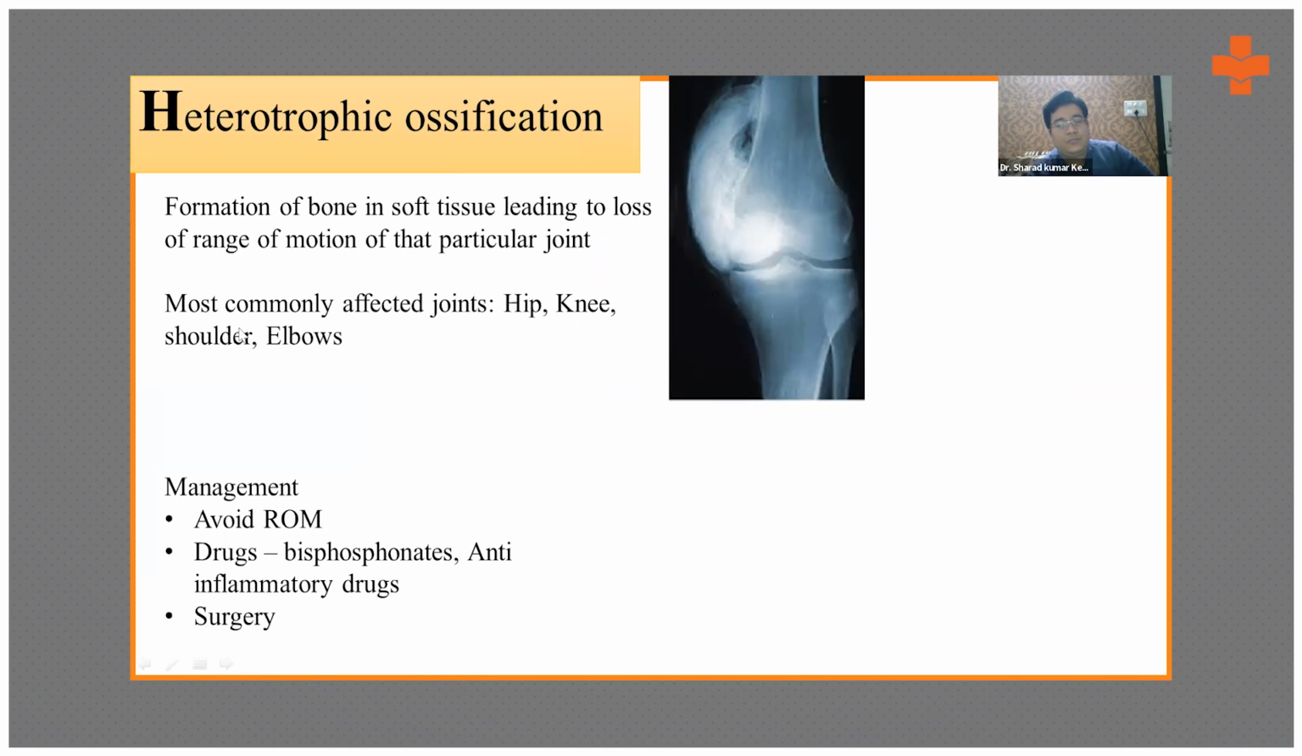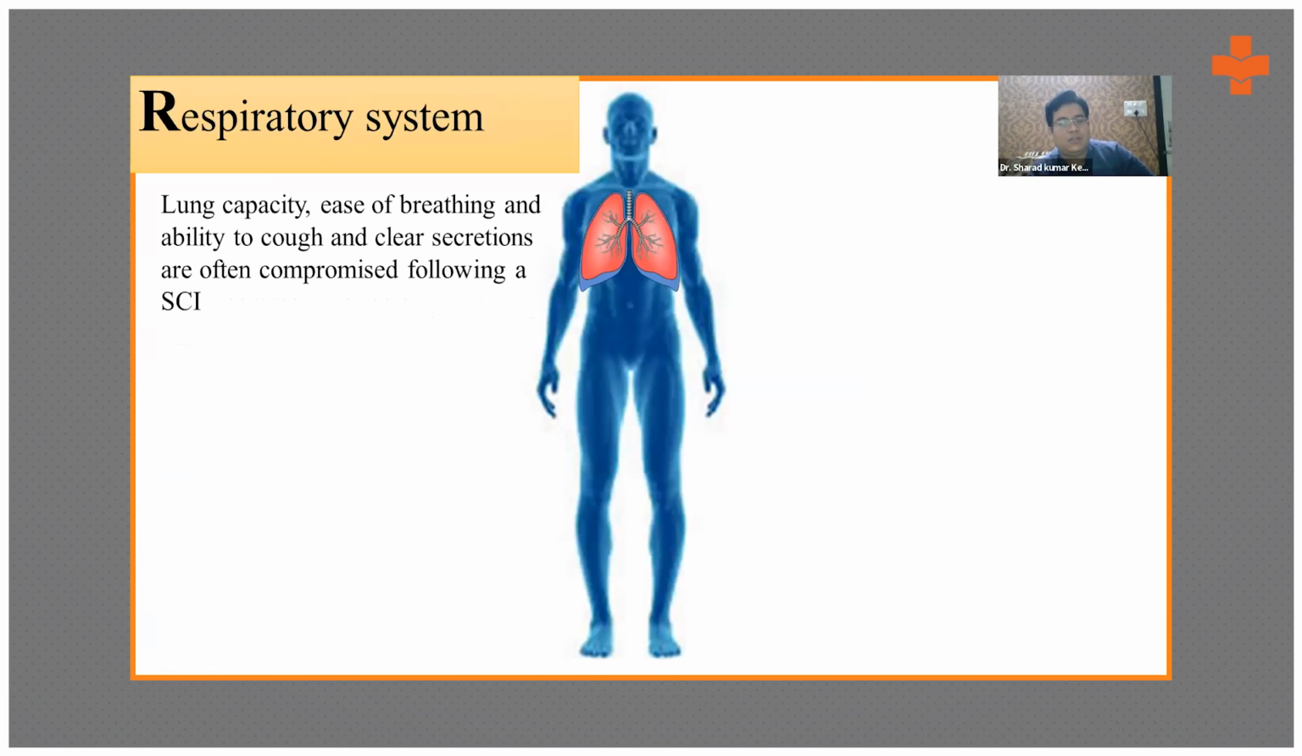So the most commonly affected joints are hip, knee, shoulder and elbows. Management is to avoid any range of motion if such a case has occurred, and drugs like bisphosphonate, anti-inflammatory drugs, mainly indomethacin, have proven a role. And if the bone has set in, and the joint range of motion is severely affected, surgery is the only option to remove that extra bone which is formed.